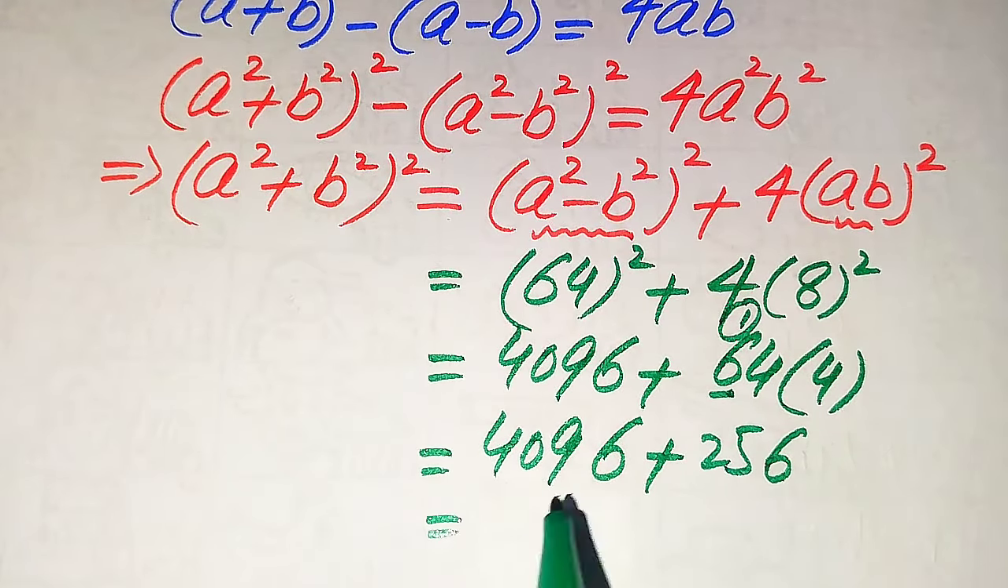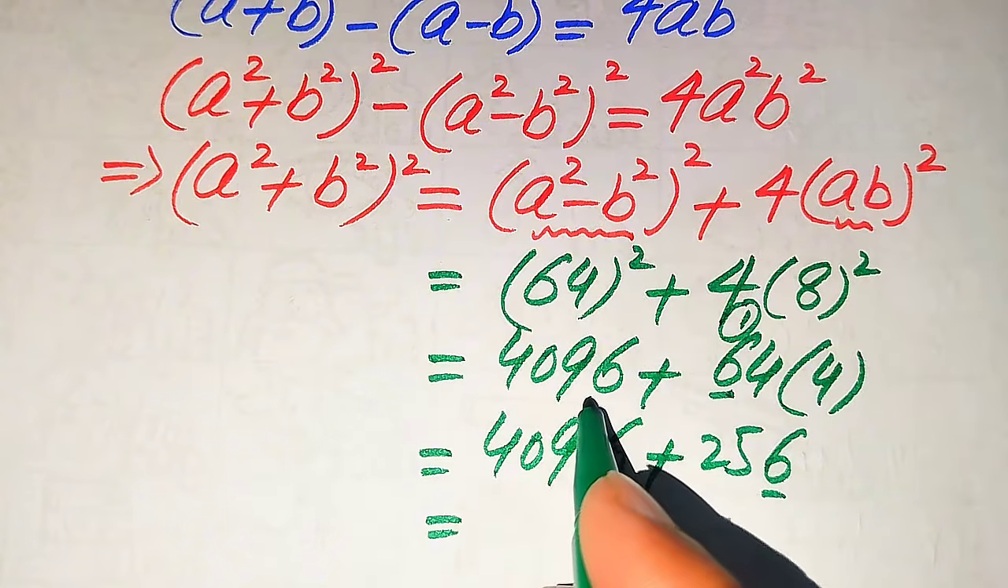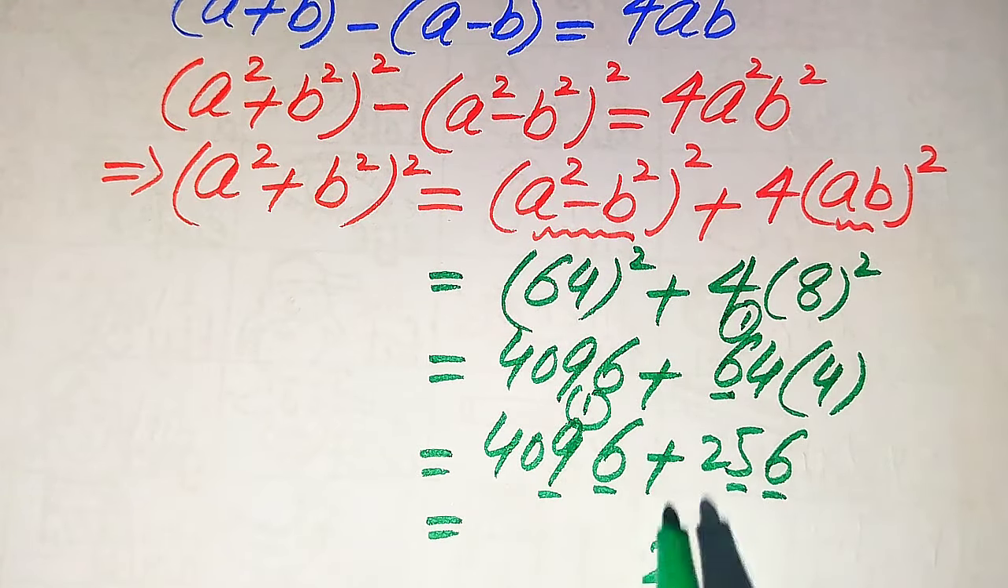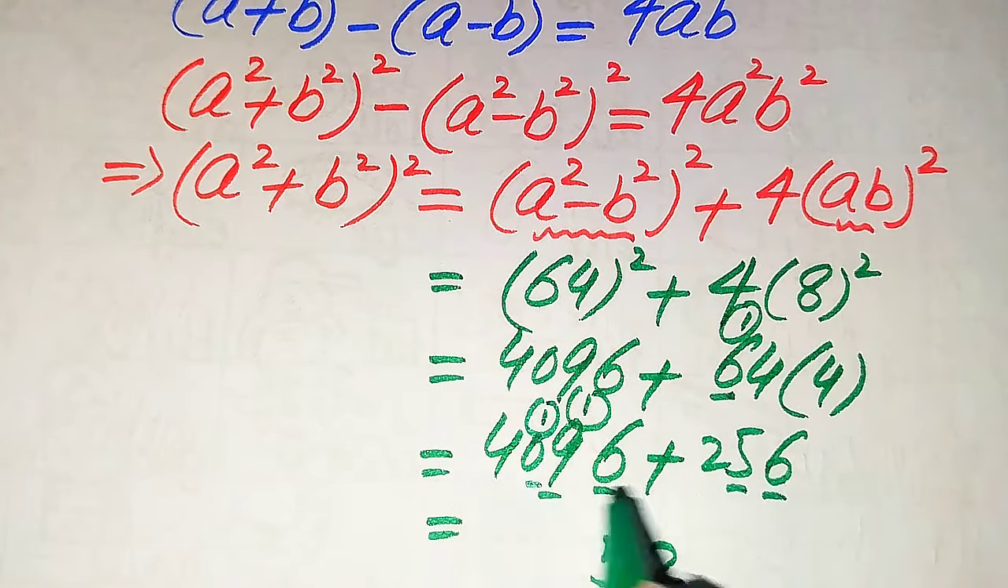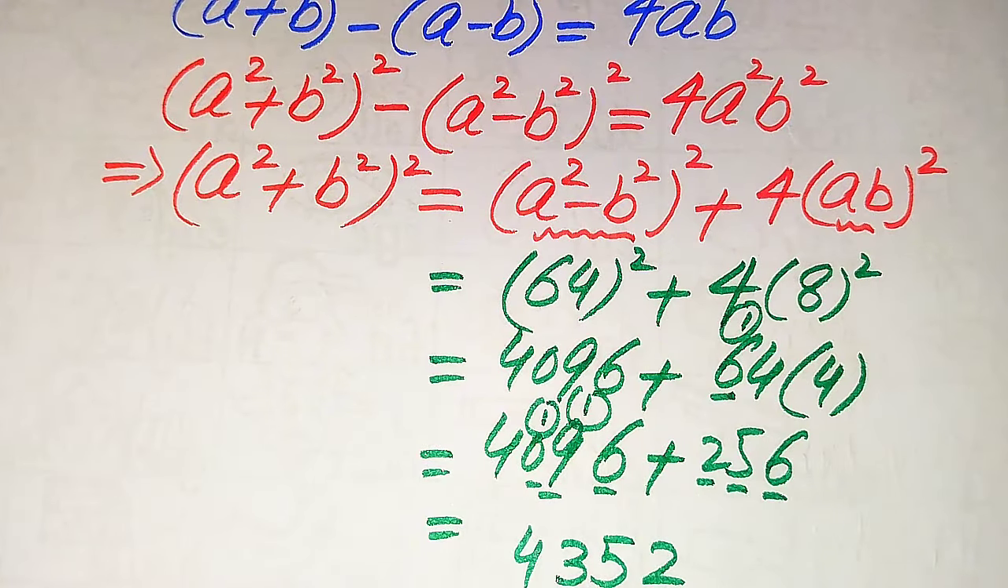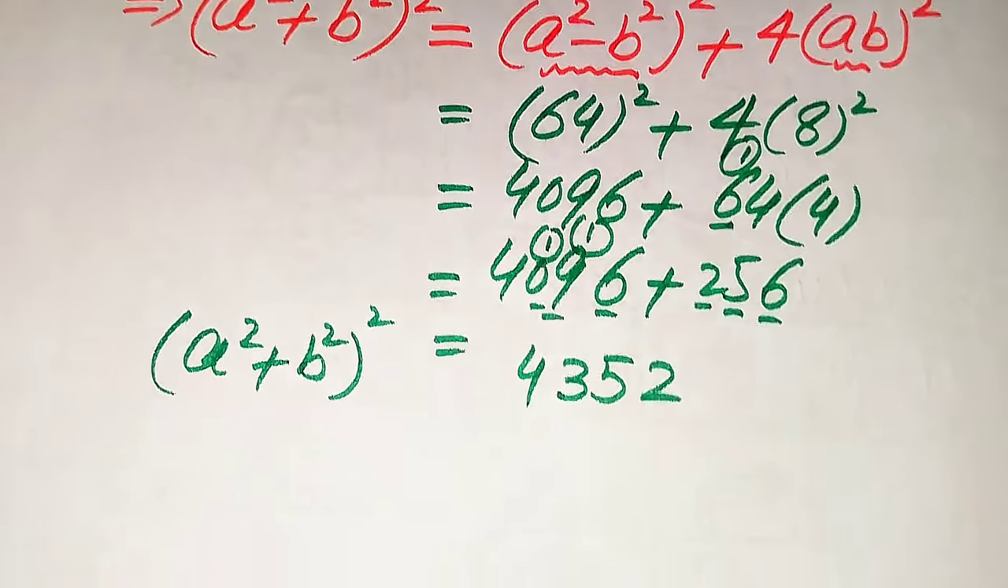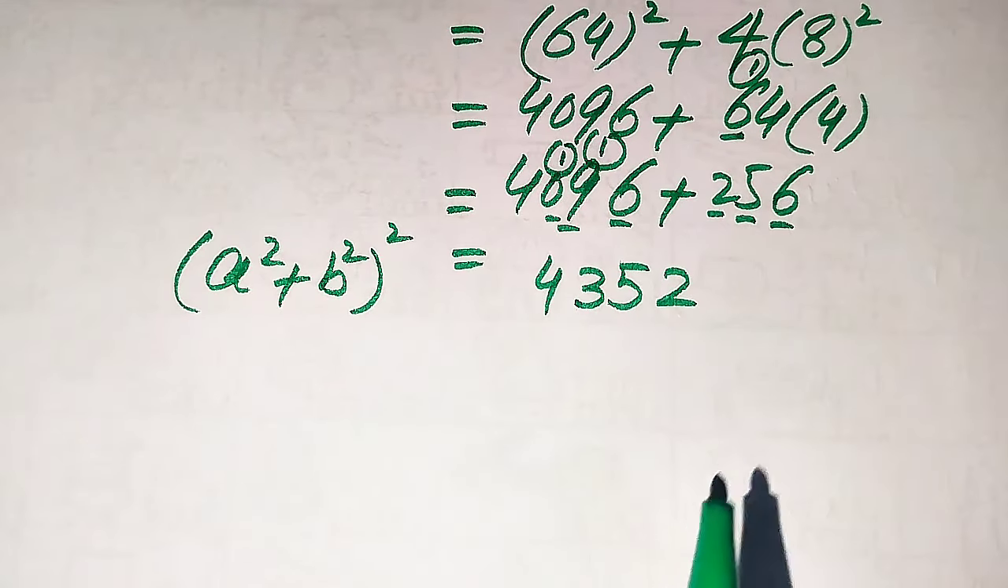So in the next step we need to sum up these two values. 6 plus 6 becomes 12, we write 2 and carry 1. 9 plus 5 becomes 14, 14 plus 1 becomes 15, we write 5 and carry 1. Then 0 plus 2 is 2, 2 plus 1 becomes 3, and this is our 4. So we easily get that (a square plus b square) whole square is equal to 4352.